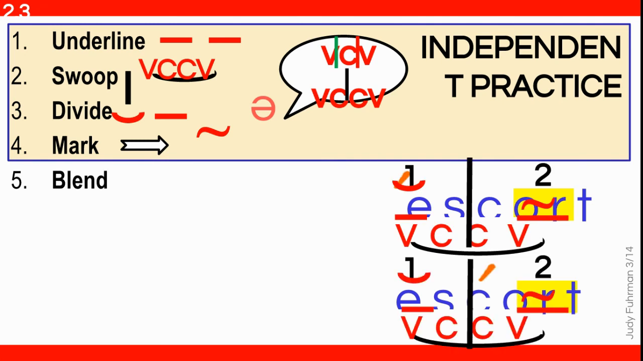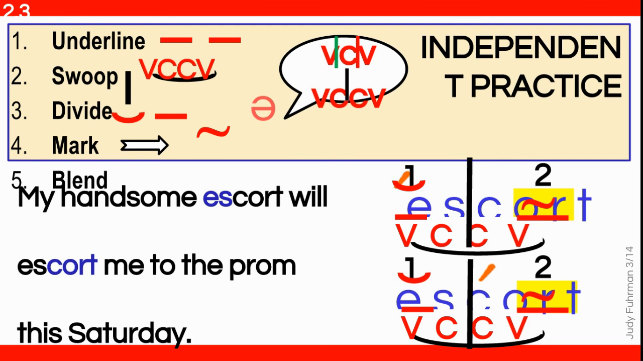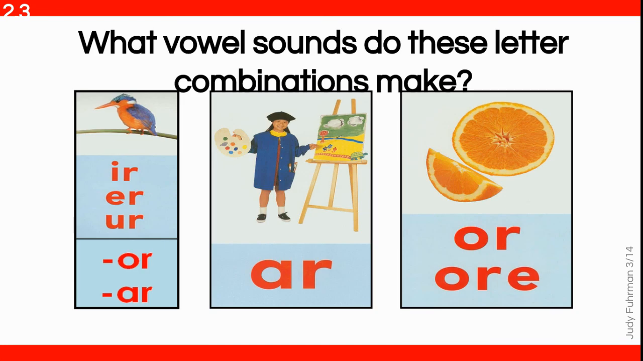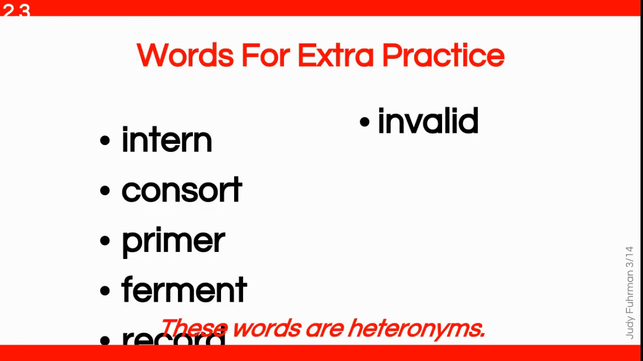Now try these two. Go ahead and pause if you need time to do steps 1 through 5. And here are your answers. You have two ways of saying this word. In this case, we have, my handsome escort will escort me to the prom this Saturday. Both of these have the short E sound. Then we have the R control. Escort is a person, and escort is an action. What vowel sounds do these letter combinations make? Yes, the R sound, and R takes it over.